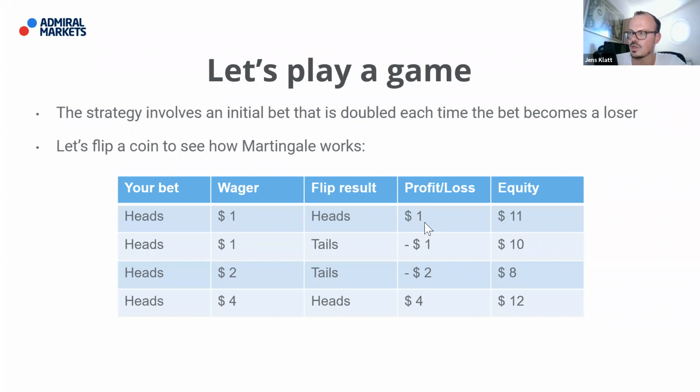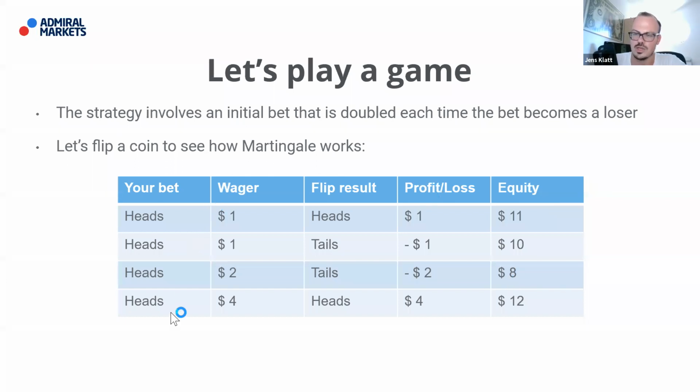So what we won in the first coin flip is what we lose here. Now, in the third game, we play heads again. Our wager is $2, and the flip result is tails again. So we are now losing $2 from our initial equity stake of $10, which brings us down to $8.